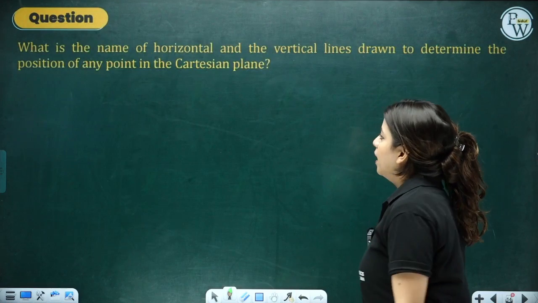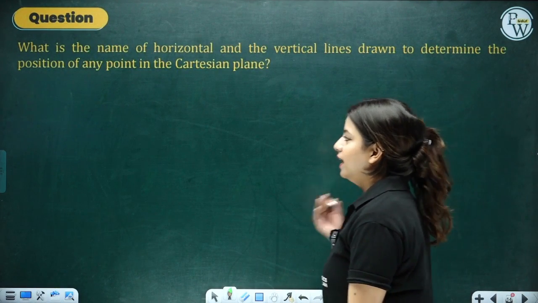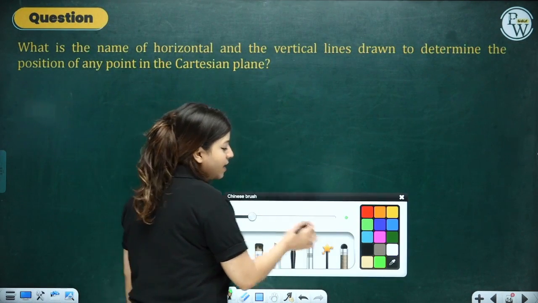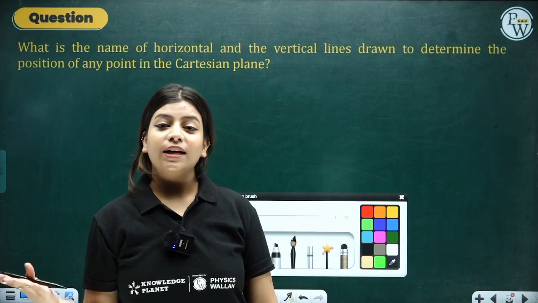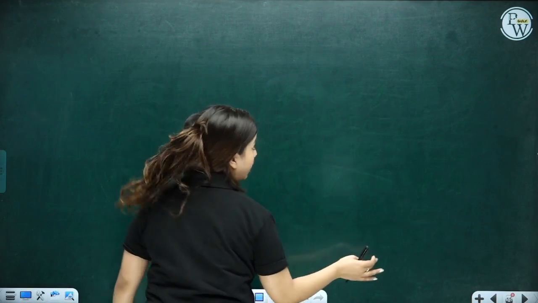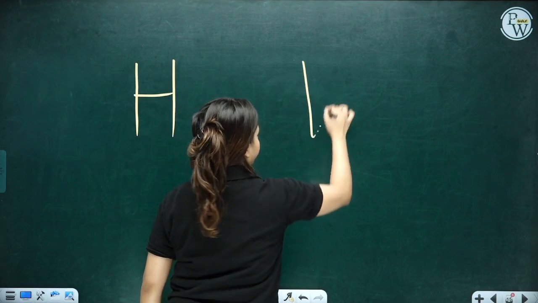Okay, let's move forward. What is the name of the horizontal and the vertical line drawn to determine the position of any point on the Cartesian plane? See students, how to remember this. Some people get confused about which one is horizontal, this or this, and which is vertical. So how to remember it? First of all, horizontal starts from the letter H, vertical from V, right?